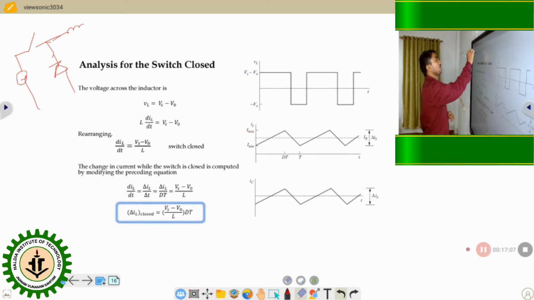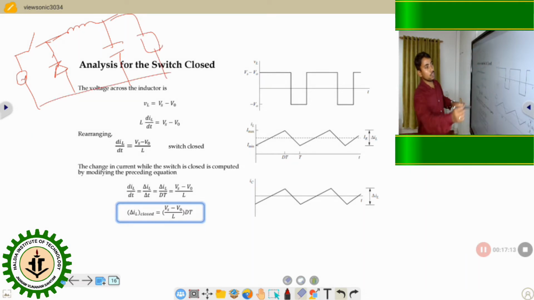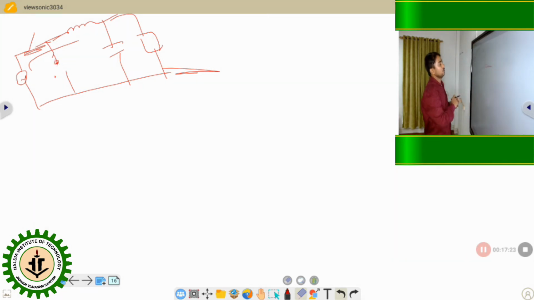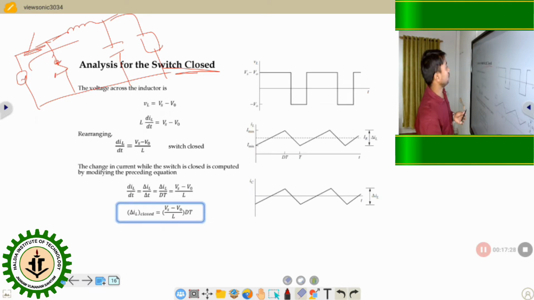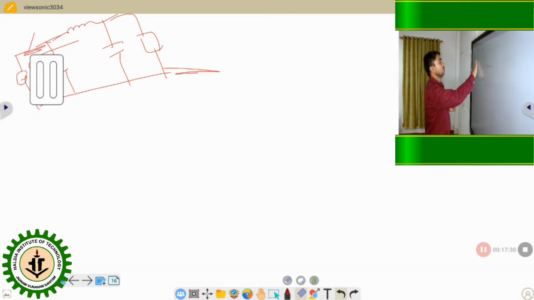When the switch is closed, what will happen? Current will go through this supply, and this diode acts like an open circuit, in the reverse bias condition. This diode acts as an open circuit. So current can flow through the inductor, through the load and the capacitor.